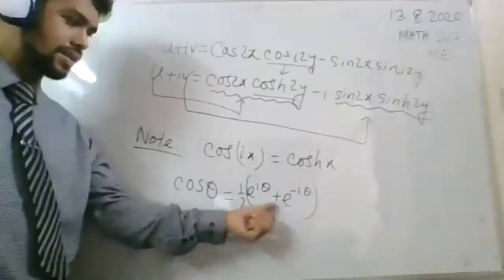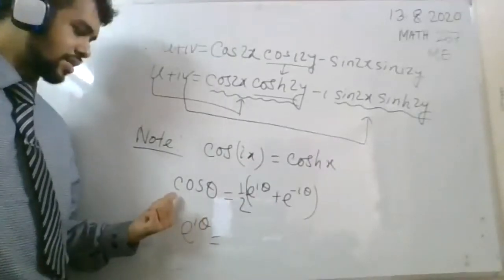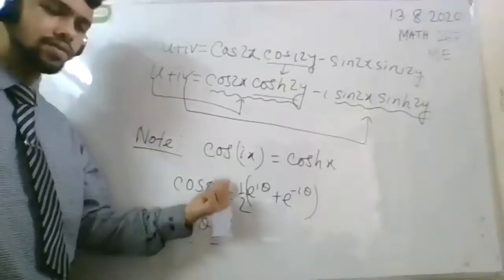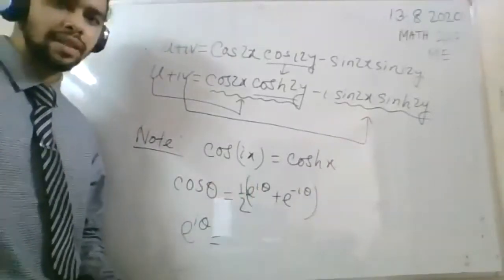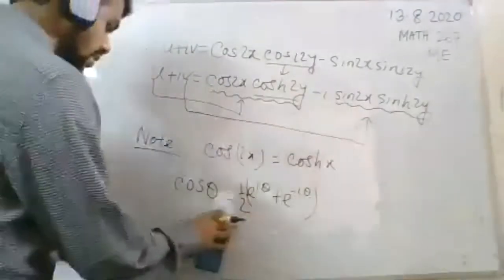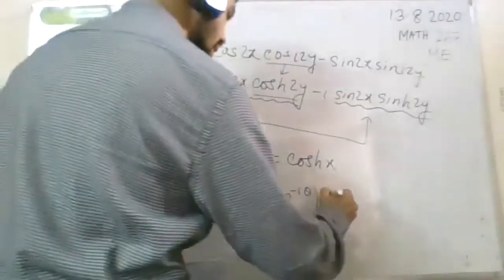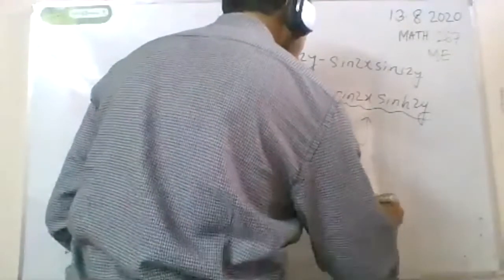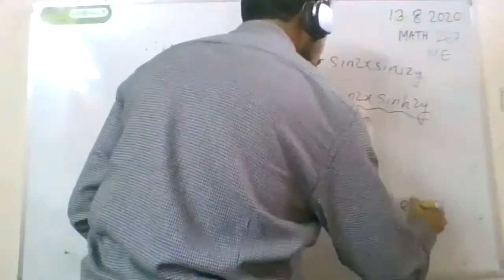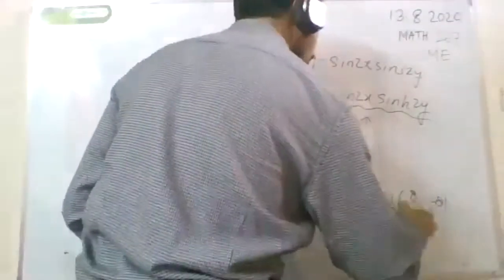Then just add them, you can get 2 cos theta, and after that you can write cos theta equals 1 by 2 e to the power i theta plus e to the power minus i theta. So this is our exponential function, and again we know that cos hyperbolic theta equals half e to the power theta plus e to the power minus theta.